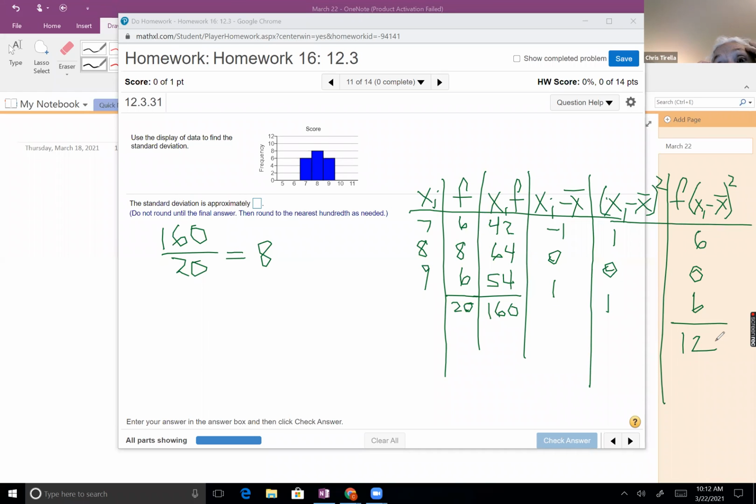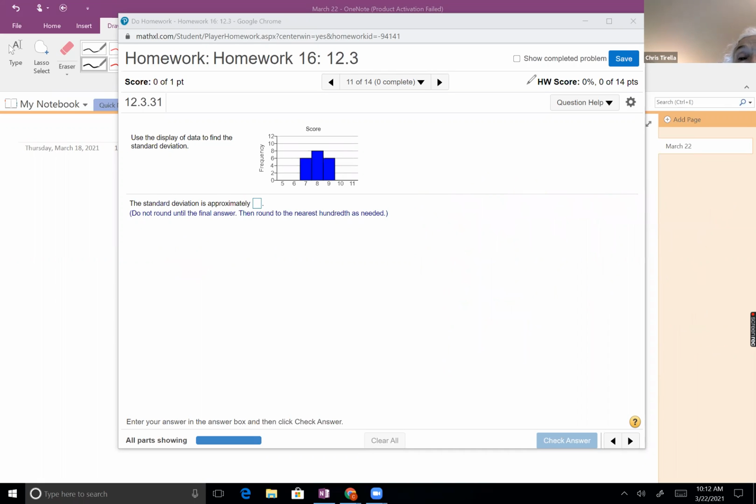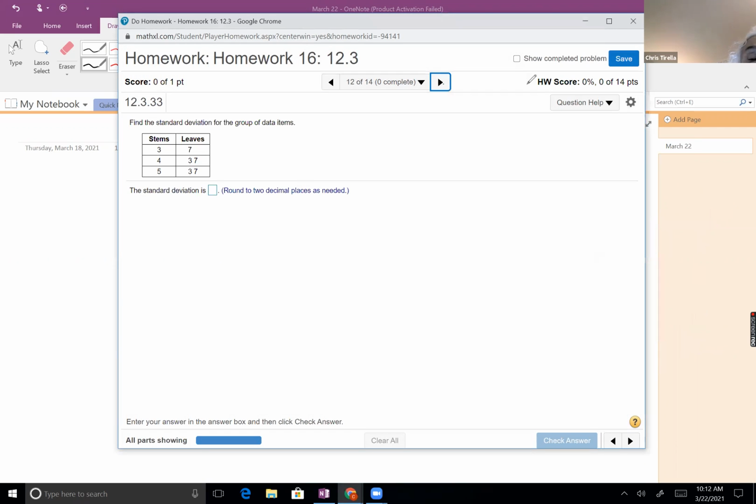Should we try one more before we forge ahead, or no? Yes. Okay, let's do the next one, where the data was given to us in a stem and leaf diagram.